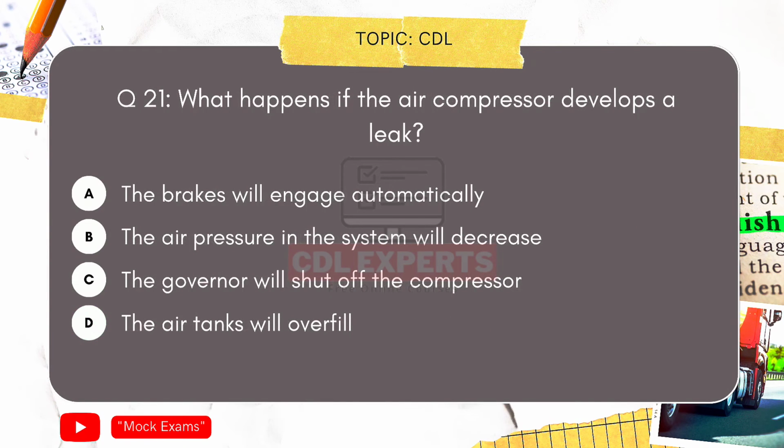What happens if the air compressor develops a leak? The brakes will engage automatically, the air pressure in the system will decrease, the governor will shut off the compressor, the air tanks will overfill. The correct answer is the air pressure in the system will decrease.